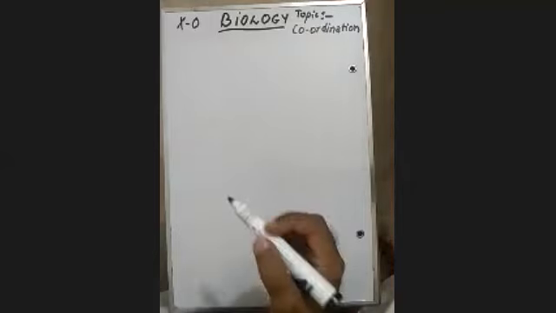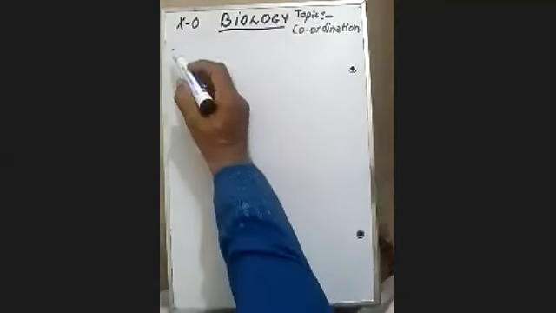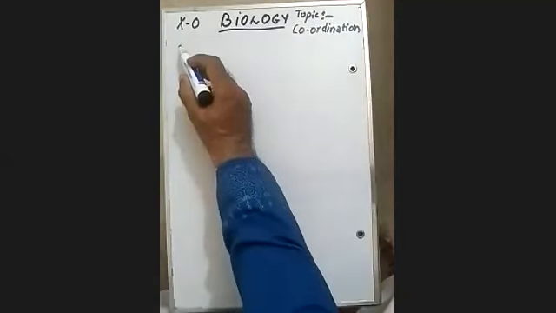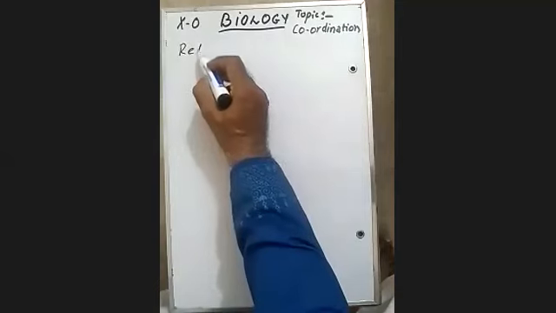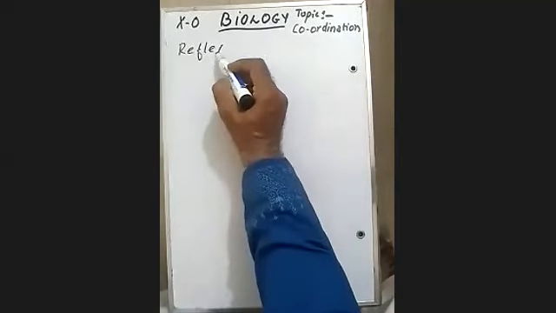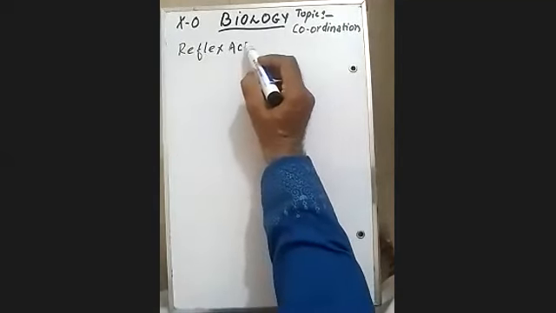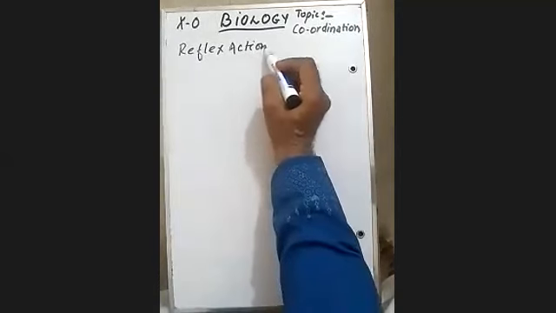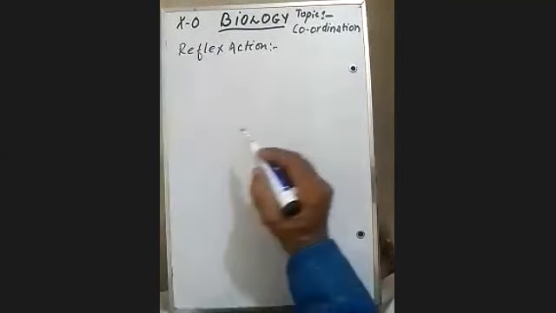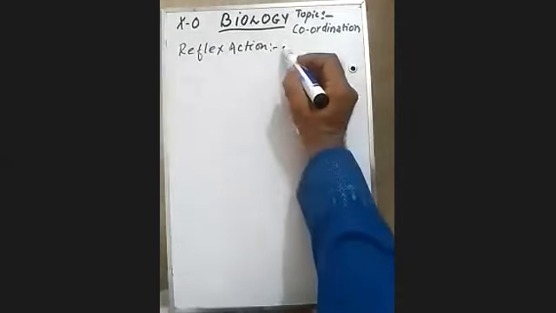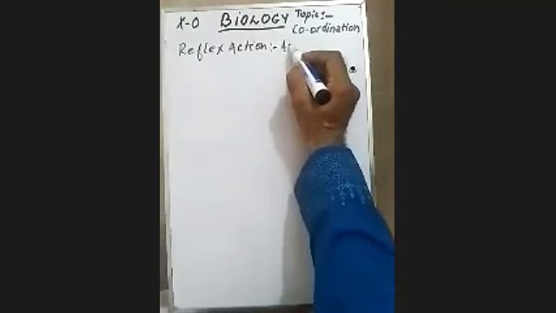Children, today's topic is coordination. In coordination, today we will be doing reflex action. So first of all, what is the definition of reflex action? Reflex action may be defined as action done without the will of the animal.